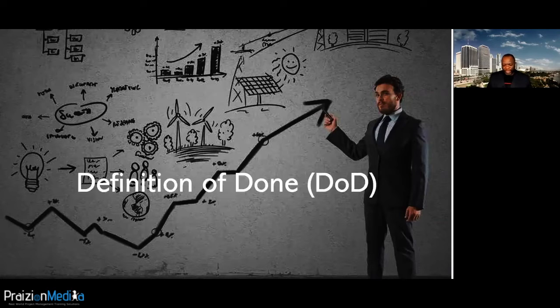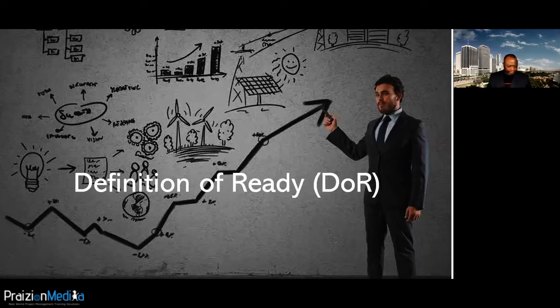Definition of done, a team's checklist of all the criteria required to be met so that a deliverable can be considered ready for customer use. Definition of ready, a team's checklist for a user-centric requirement that has all the information the team needs to be able to begin working on it.